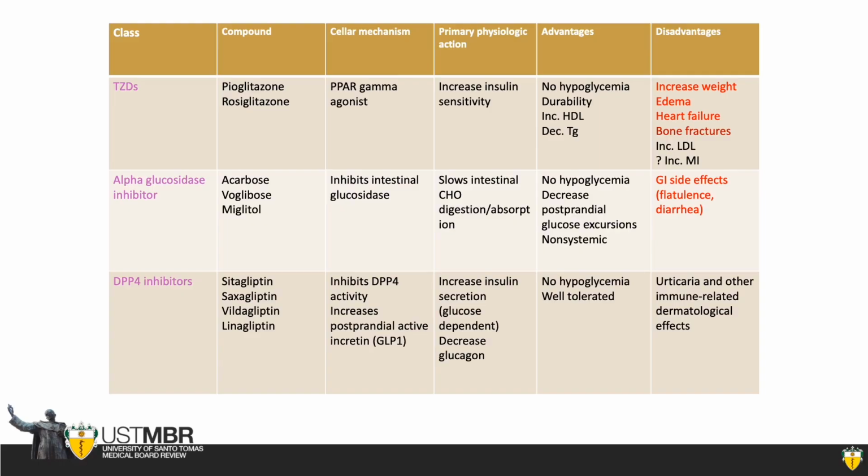DPP-4 inhibitor, we talked about this briefly. DPP-4 is an enzyme that breaks down your incretin, the beneficial GLP-1. So by inhibiting this enzyme, the beneficial GLP-1 will last a little bit longer in your system and help promote insulin secretion and suppress glucagon production.